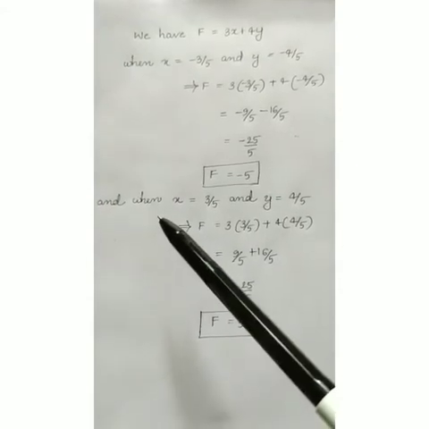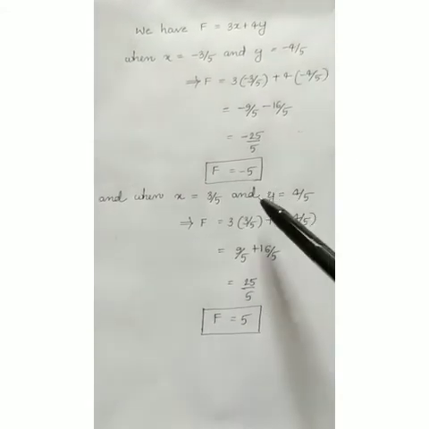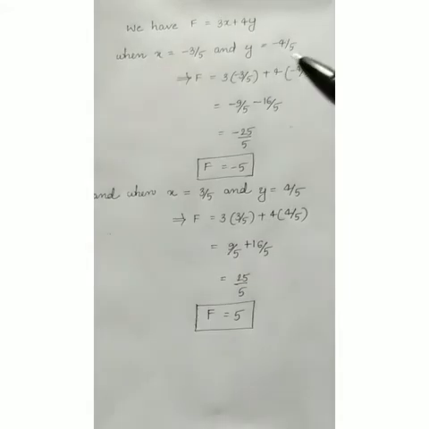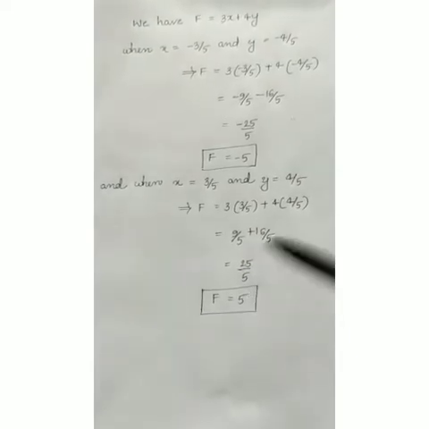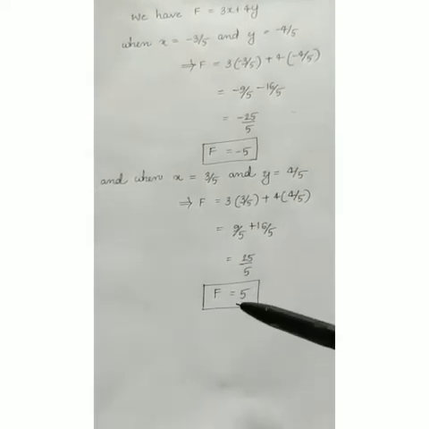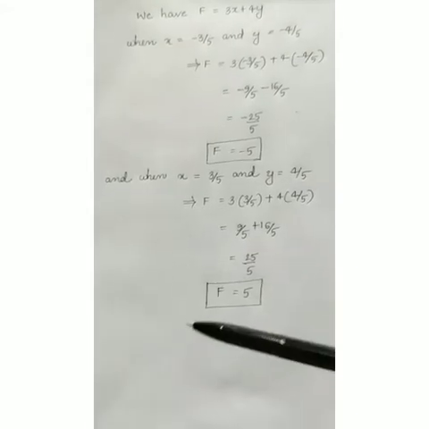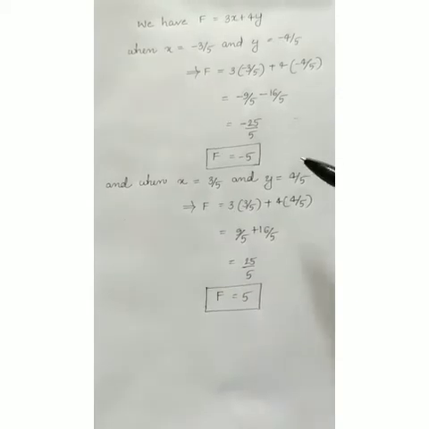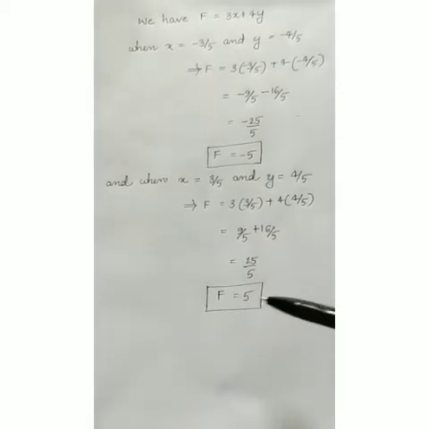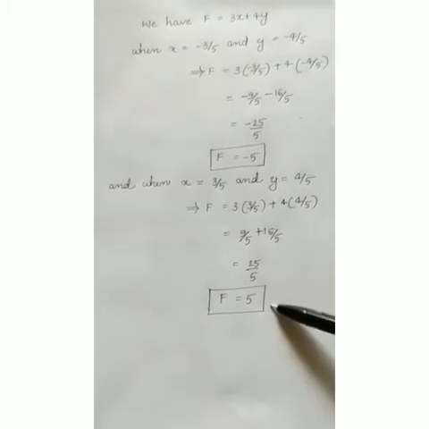And when x equal to 3 by 5 and y equal to 4 by 5, substituting in equation 1, that is f equal to 3 into 3 by 5 plus 4 into 4 by 5, 9 by 5 plus 16 by 5, that is 25 by 5, that equals 5. So here we get a positive number, that is f equal to 5. So in this case, that is for 3 by 5 comma 4 by 5, the given function has the maximum value, that is 5.